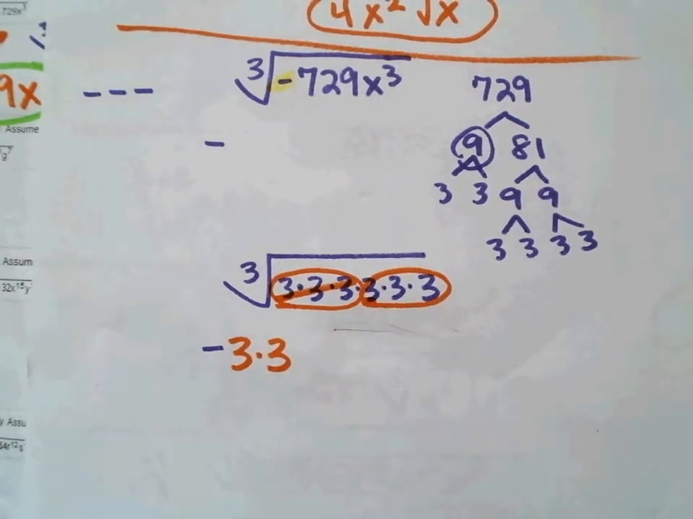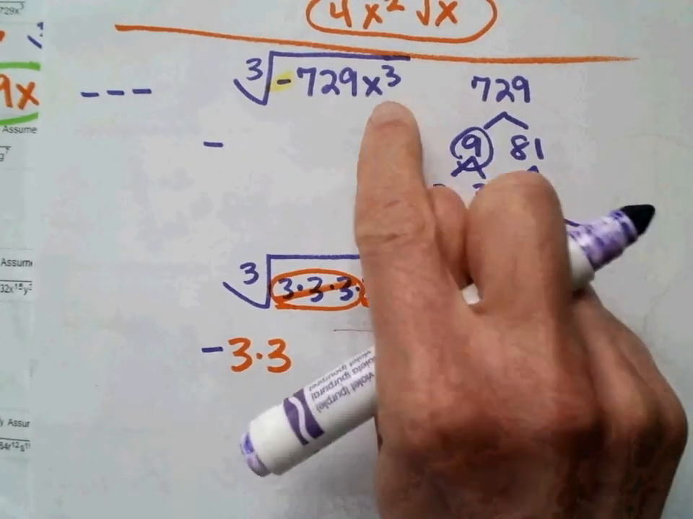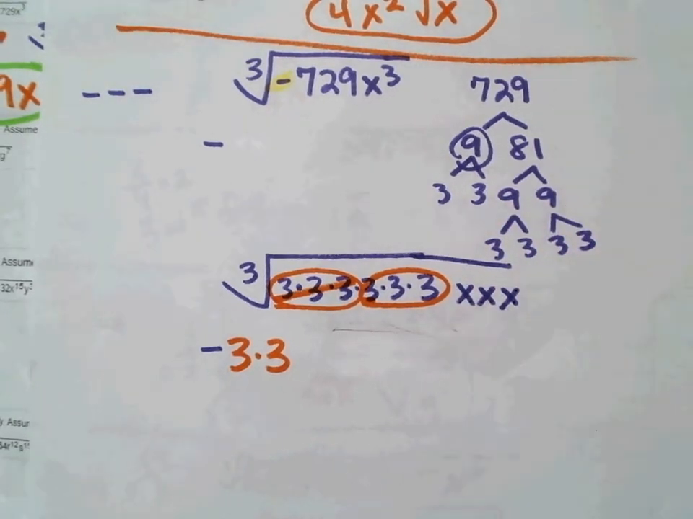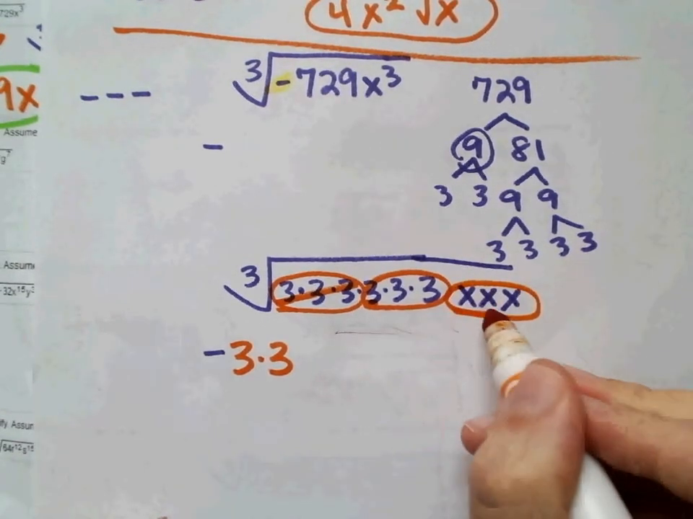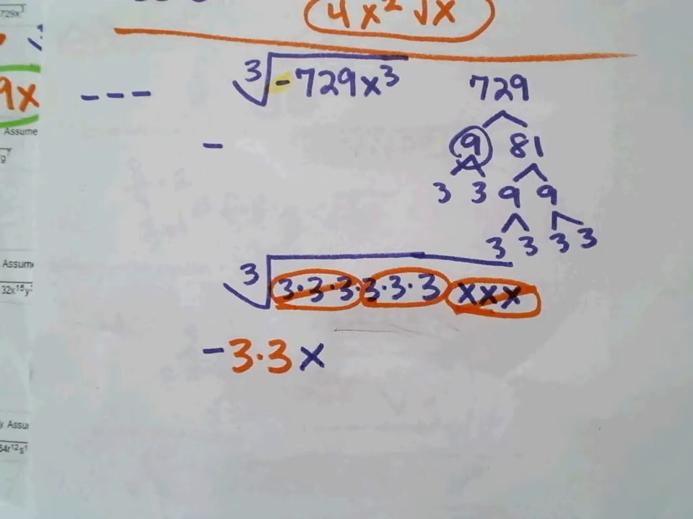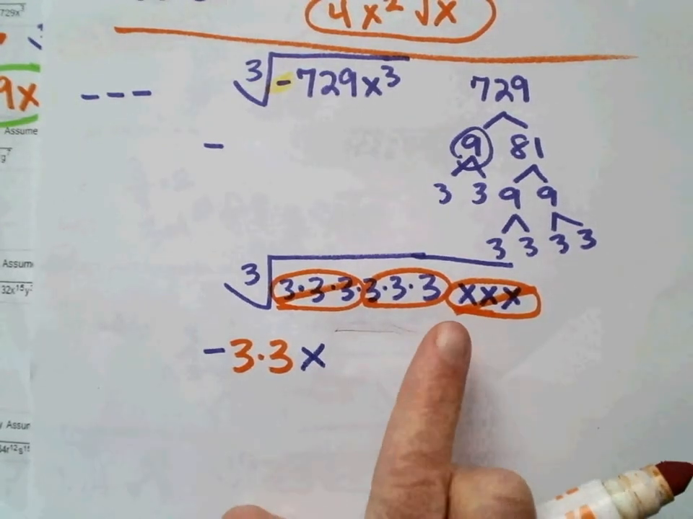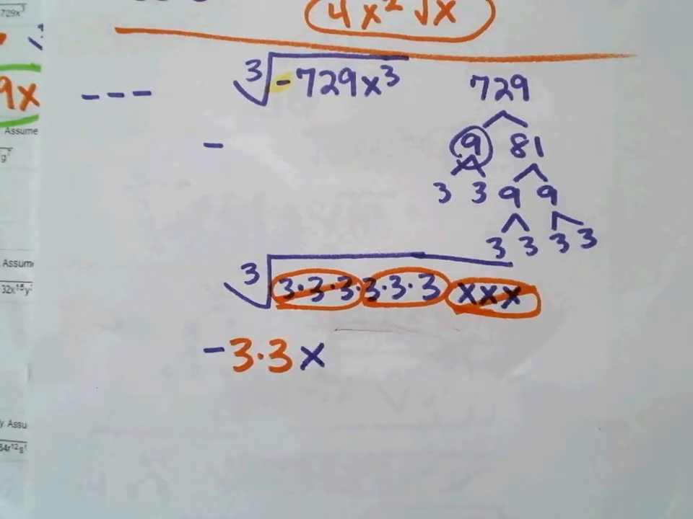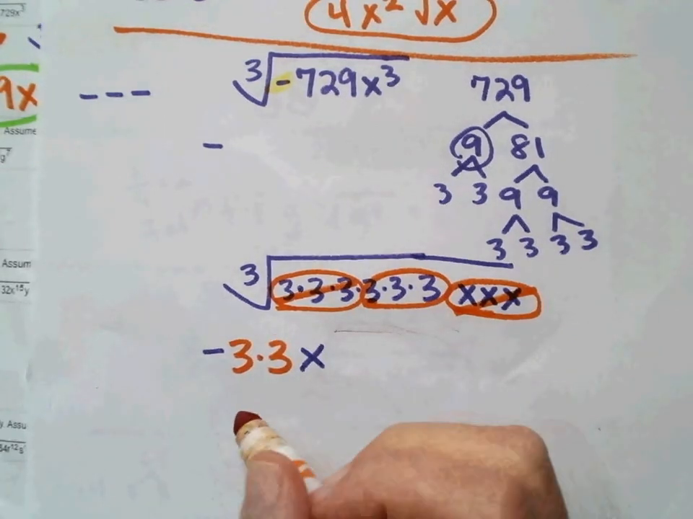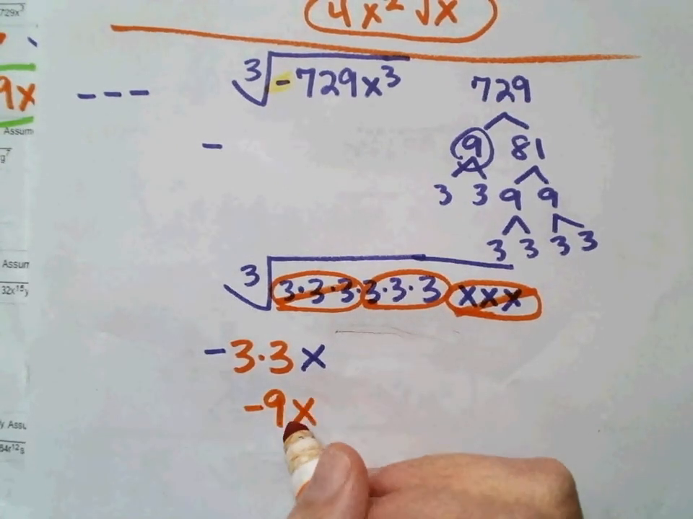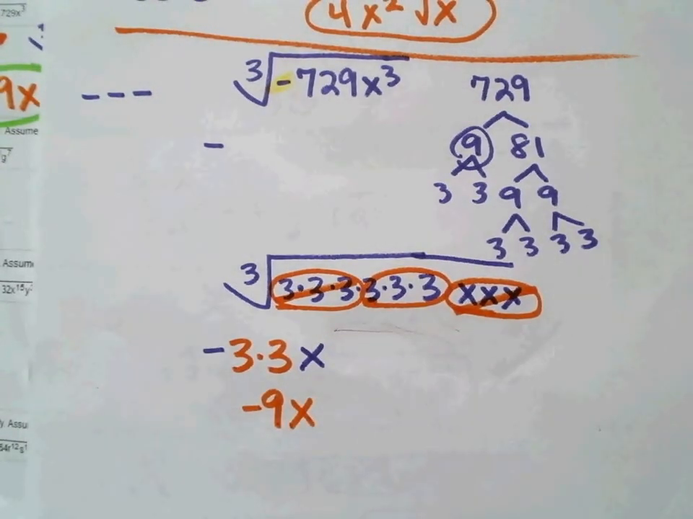And then underneath our radical is also x to the third, which looks like x, x, and x. So you need 3 of a kind also with them. So here's 3 x's, and then an x comes out, which means nothing is underneath the radical anymore, because we took care of all 3 of these things with 3 of a kind. So there's no radical in your answer at all. Just clean this up. Negative 3 times 3 is negative 9, and the x comes down with it.